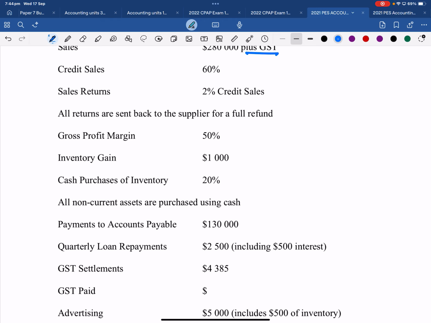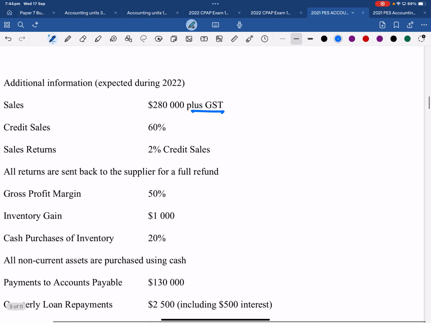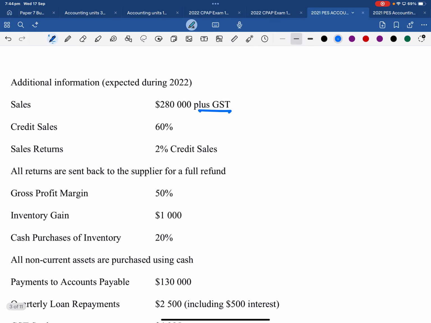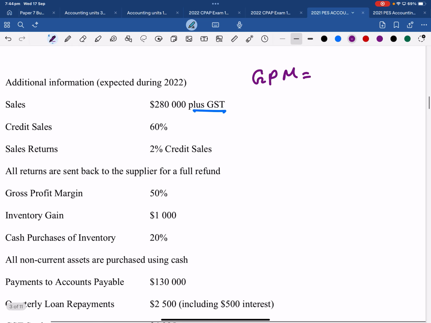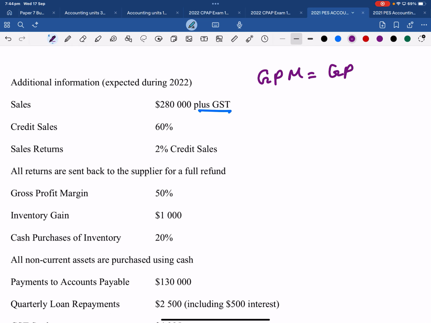Right? Then can we calculate the cost of sales? Yeah, you know the gross profit margin formula, yes? What is the gross profit margin formula, guys? GPM is, what is it? Gross profit over net sales, very good, times by 100, very good.